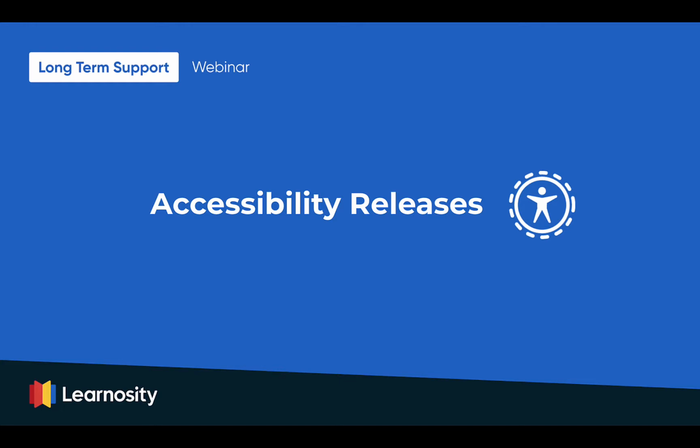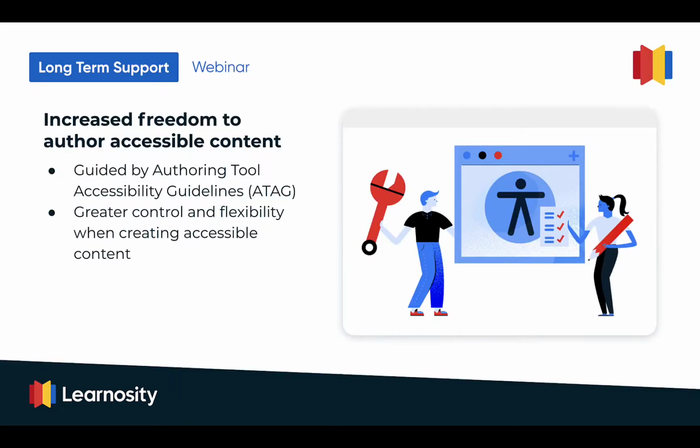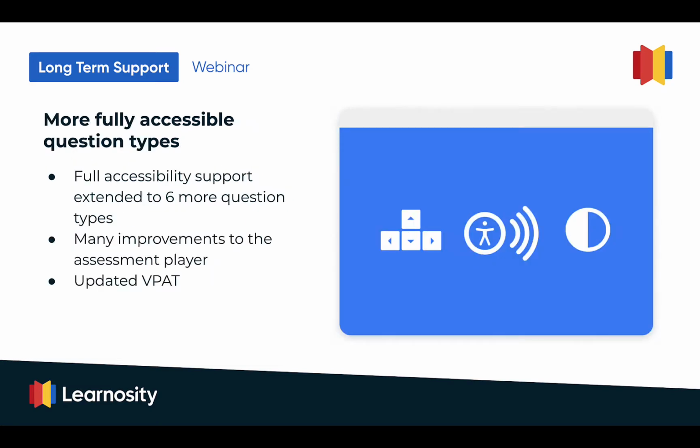So firstly, let's give you a closer look at our accessibility release. So we've given authors more control and flexibility when creating accessible content within the authoring environment. This is of course guided by the Authoring Tool Accessibility Guidelines, or ATAG. So we've added numerous authoring enhancements to help your authoring teams create more inclusive learning experiences. So we've added additional screen reader support and ARIA label customizations. So to be inclusive and considerate of users with different abilities, that's one of Learnosity's 7 principles of product design. And we want to ensure that inclusivity is baked into our process.